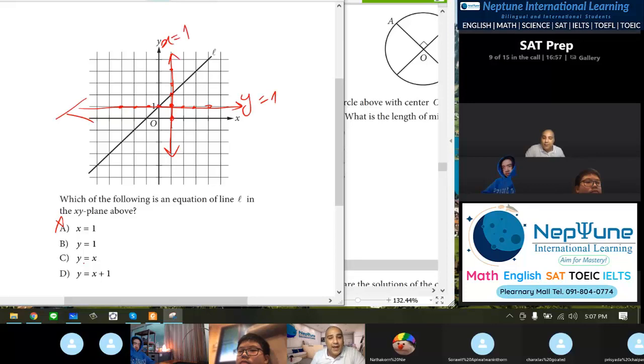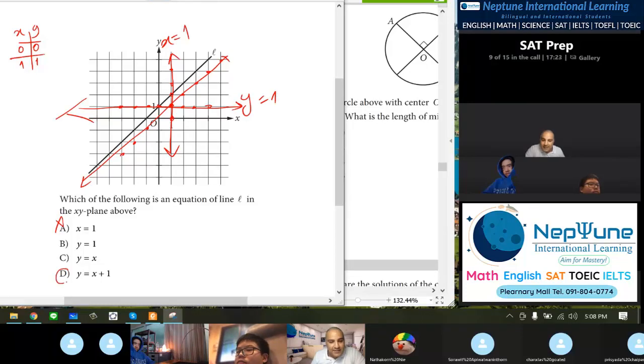y equals x. That means if x is 0, y must be 0 because they're the same. If x is 1, y must be 1. So that will be in the corner like here. You see that? That is the line y equals x, so that is not it. So the only answer left is D.